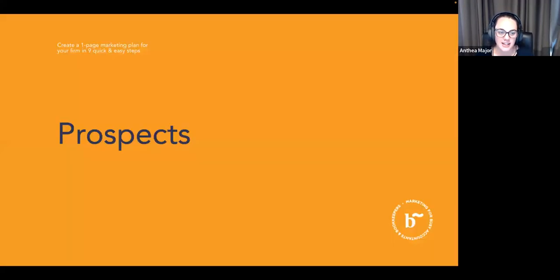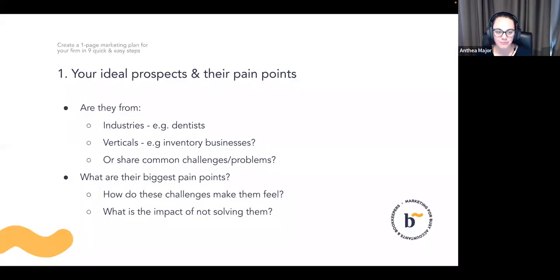Let's get into this first section on prospects. So the first stage is all about your ideal prospects and their pain points. This is probably one that some of you said you do have nailed, and it's a really, really important one. So that's a really good start. I'd probably get a bit of pen and paper at this point as well. And this is step one. So this is about figuring out who it is that you most like to work with. So if you've got your pen and paper, start writing that down. If you've already got it nailed, you'll know what to answer here.